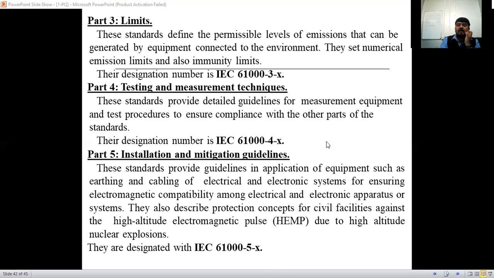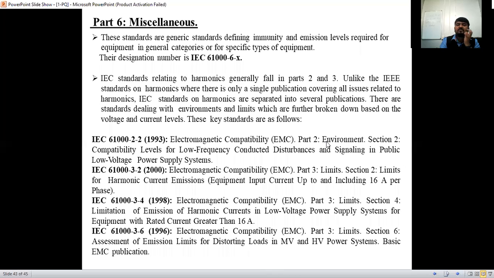So the last part of this IEC standard is miscellaneous. These standards are generic standards defining immunity and emission levels required for equipment in general categories or for specific types of equipment. Miscellaneous means other than all of these.